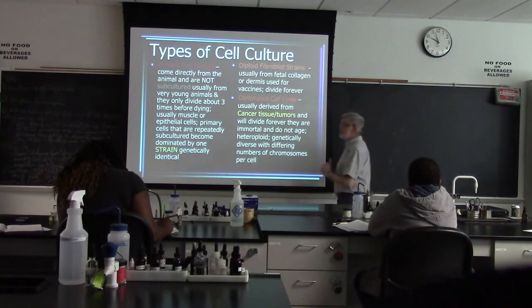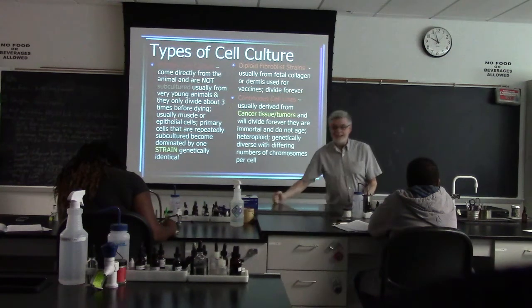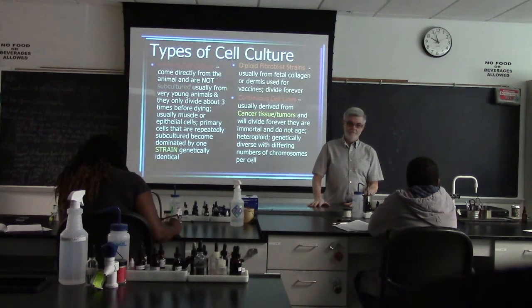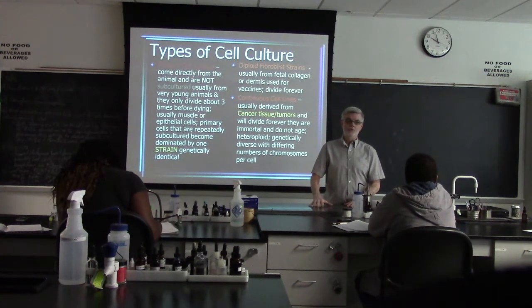All right, so where do we get our cell lines that we produce all these vaccines from? Believe it or not, we get them from diploid fibroblast cultures, and the one we use the most is fetal foreskin.